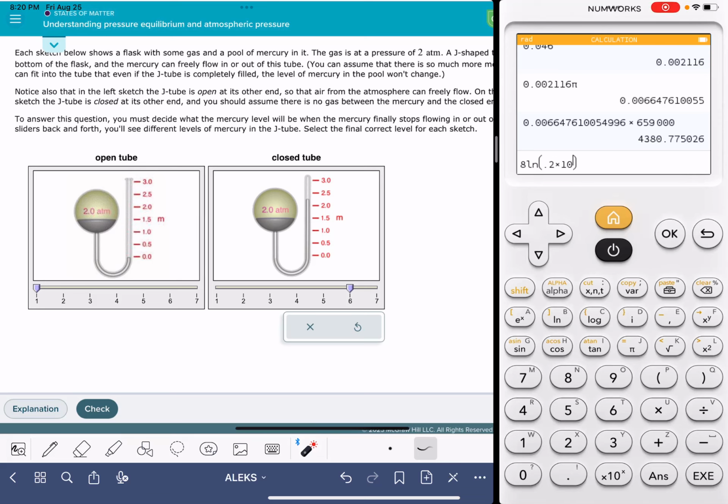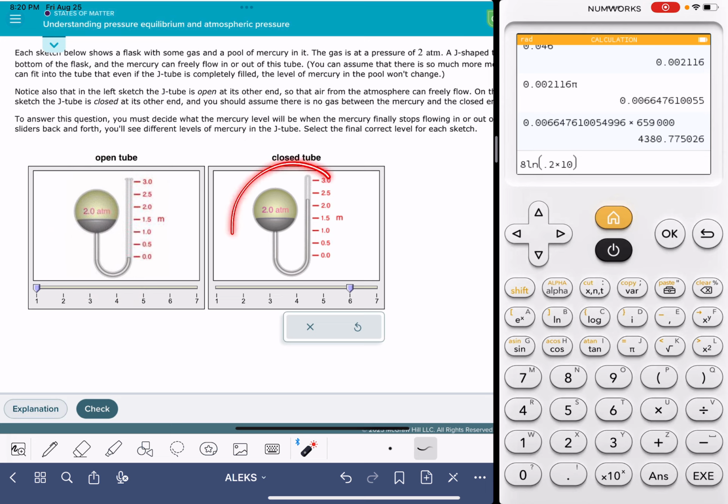In this video, I'll show you how to solve the ALEKS problem called Understanding Pressure Equilibrium and Atmospheric Pressure. So this problem is going to give you a sketch of an open tube. It's open at this spot right here, which means that atmospheric pressure is pushing down inside this tube on the mercury that's inside this little glass container.